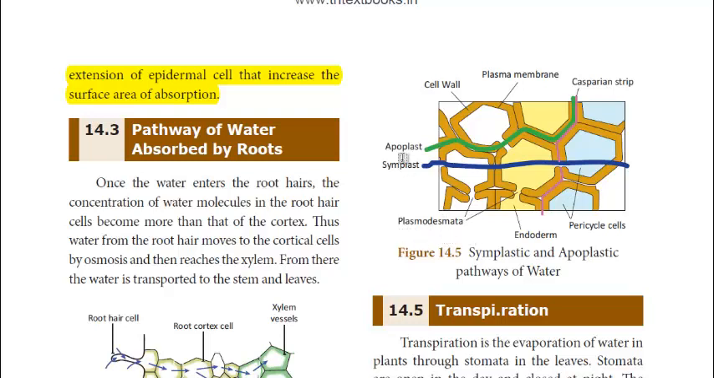Okay, and the apoplast, you can see the green, can you trace the green line?